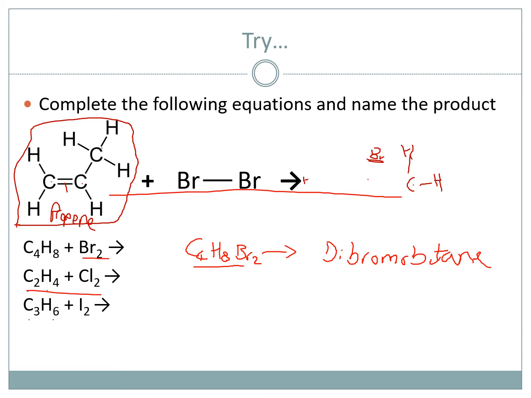The next one I might dispense with the writing of the name out. C2H4Cl2. Again, not saying where those are located, just saying they're there, because these are what we call molecular formulae. They're not telling us anything about the structure. We don't know where things go. And that's going to be dichloroethane.